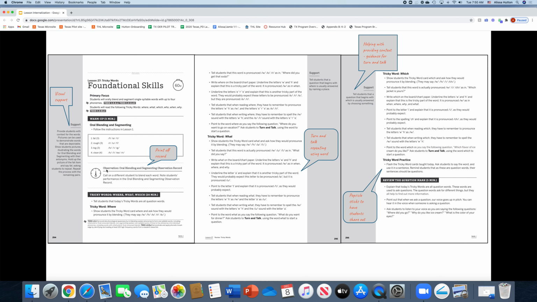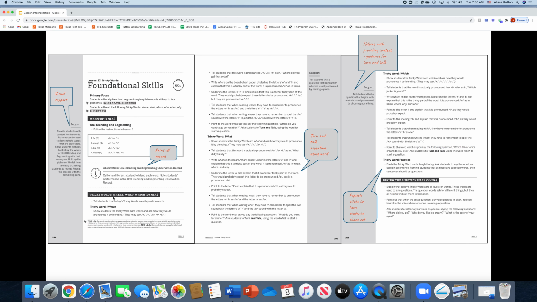I also made note here, this is where it's talking about that oral blending and segmenting observation record. I made a note to myself that I need to print that record off so that it's ready to go for the lesson. Typically, I will have already printed it off earlier within this unit because as you remember, I have added a few students each lesson that I am going to be taking those observation notes on.